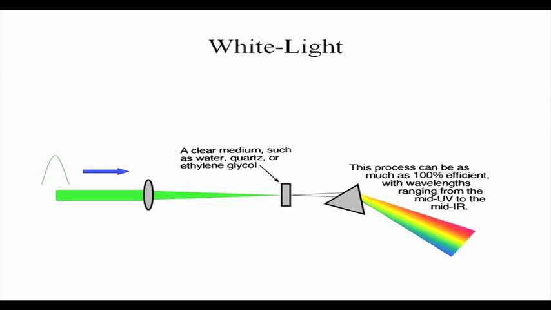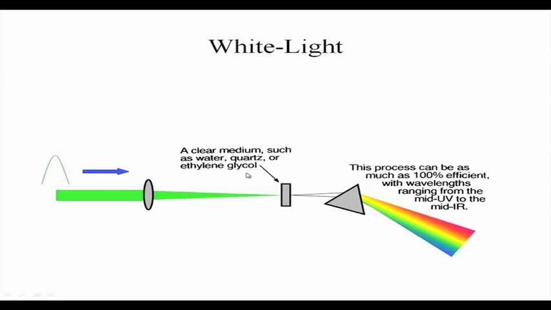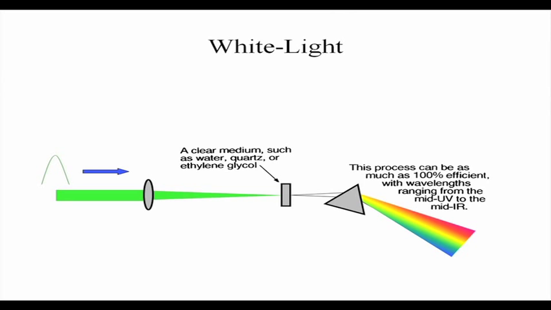So as I told you, white light may be useful for this. For generating the white light, maybe quartz, or maybe ethylene glycol, or maybe a sapphire plate is useful. If you shine this sapphire plate, or maybe quartz plate, or pure water, if you focus this ultra short laser onto this water, then white light will be generated. And with the help of a dispersing medium, you can generate all the frequencies. So it is ranging from mid UV to mid IR region.